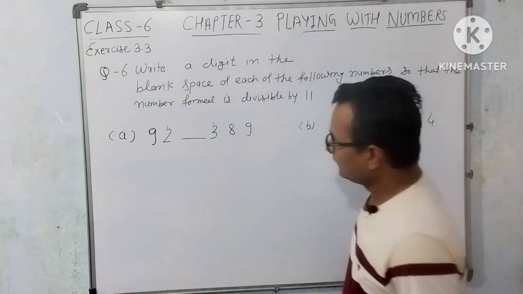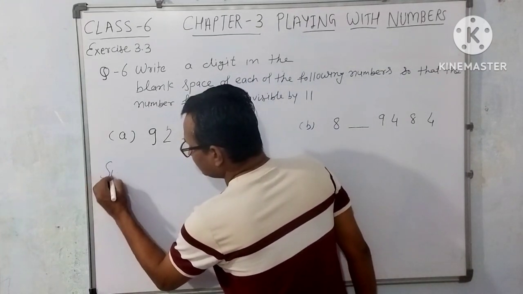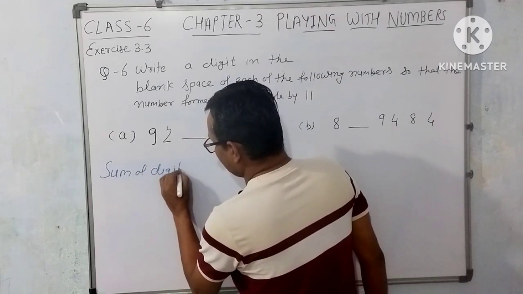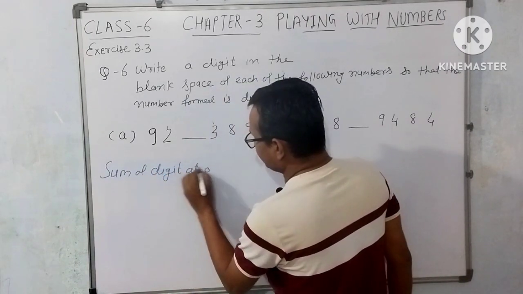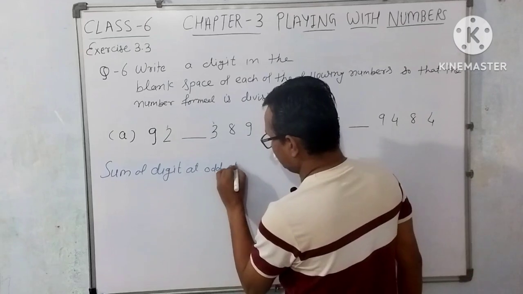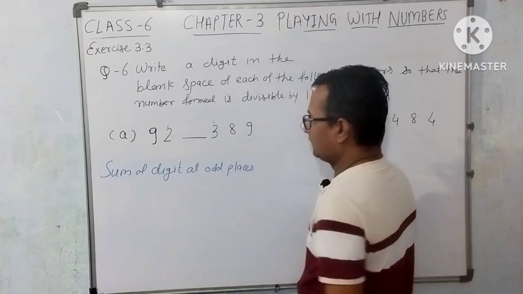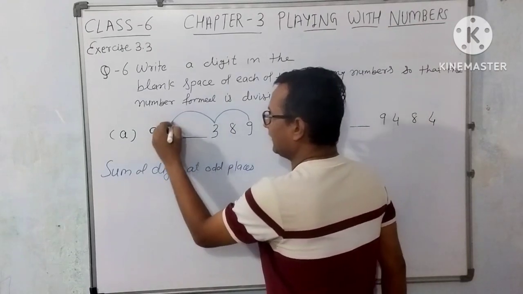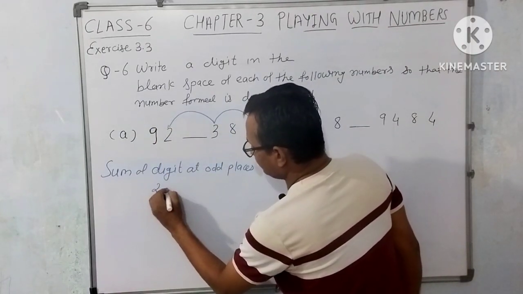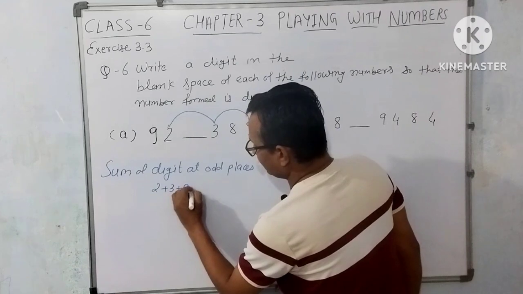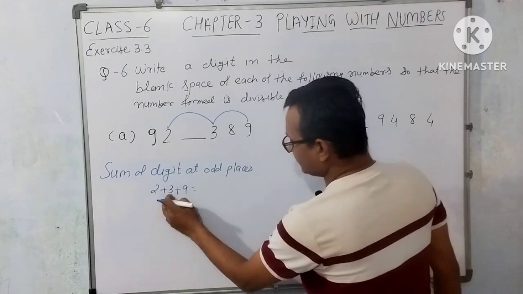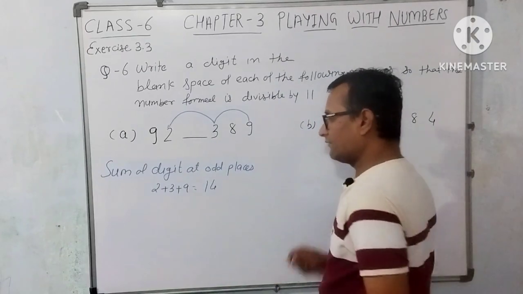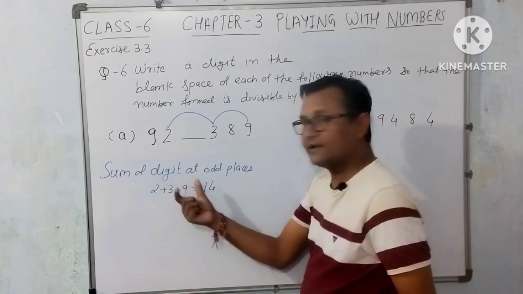So let's start. Sum of digits at odd places. So odd places are 9, 3 and 2. So we can write 2 plus 3 plus 9. So 3 plus 2 is 5, plus 9 is 14.